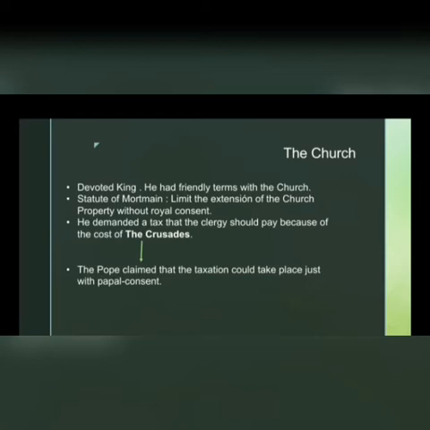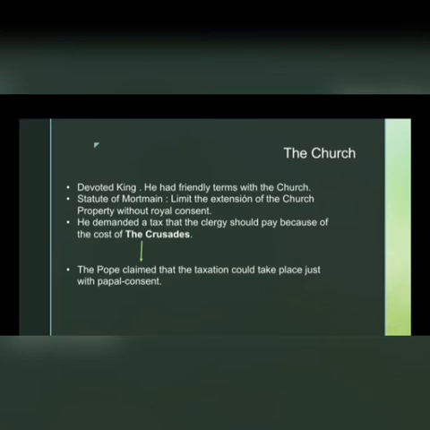But Edward didn't want to do the same things as his father did with the church. You can remember that during Henry III's reign, the church was very important and the Pope had all the power in England. Henry III had to pay a lot of money and different kinds of taxes to the Pope. That's why this king, Edward I, in order to avoid those mistakes, applied the Statute of Mortmain.